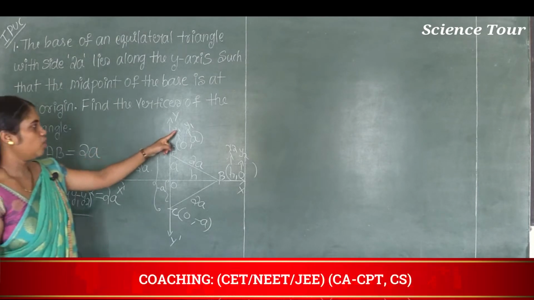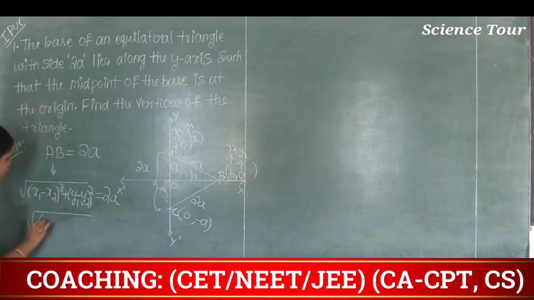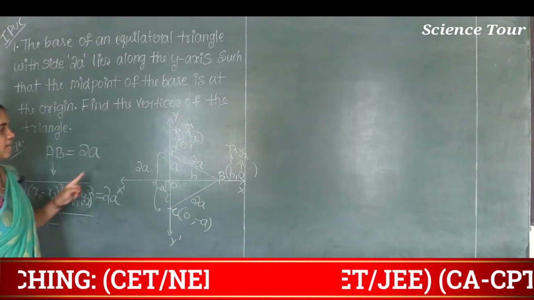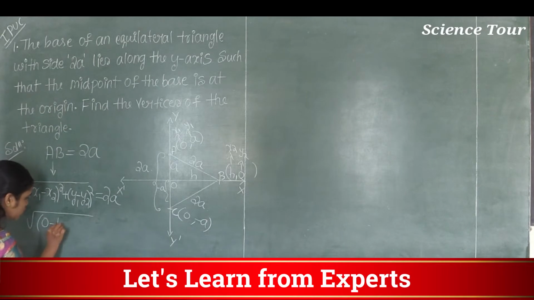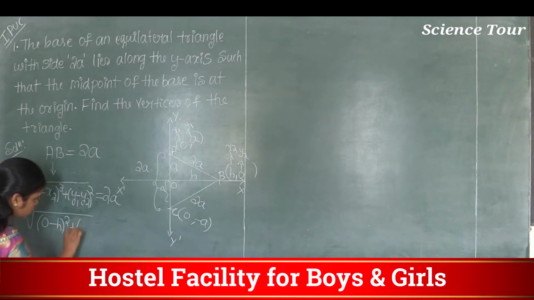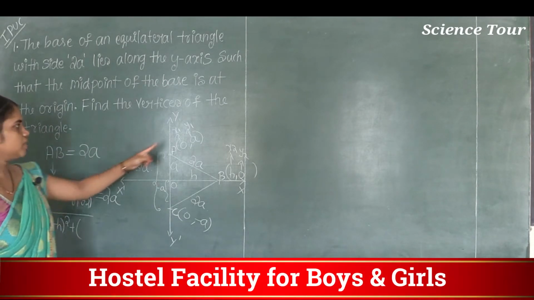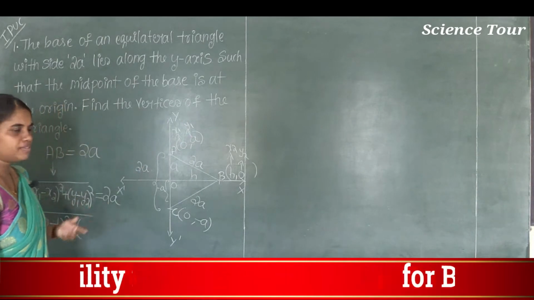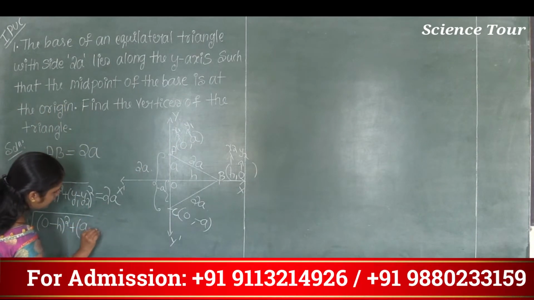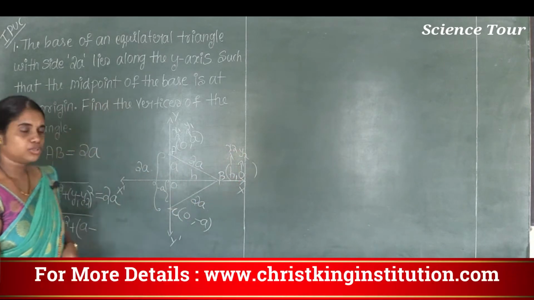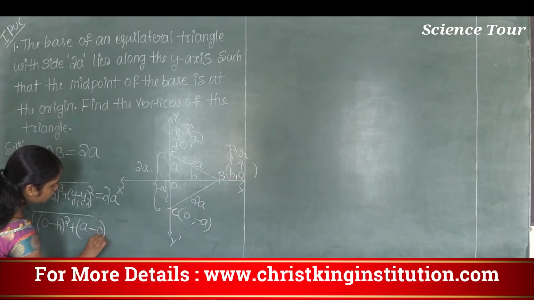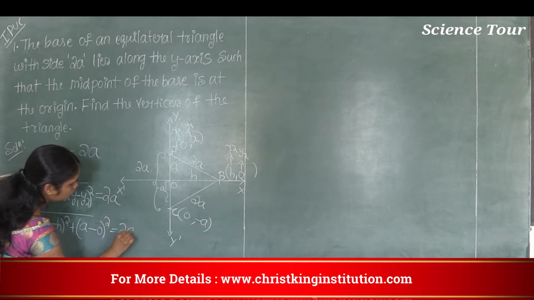x1, what is the value of x1? x1 is equal to 0, minus x2, what is the value of x2? x2 is equal to h, so (0 minus h) whole square plus (y1, what is the value of y1? y1 is equal to a) minus (y2, what is the value of y2? y2 is equal to 0) whole square equal to 2a.